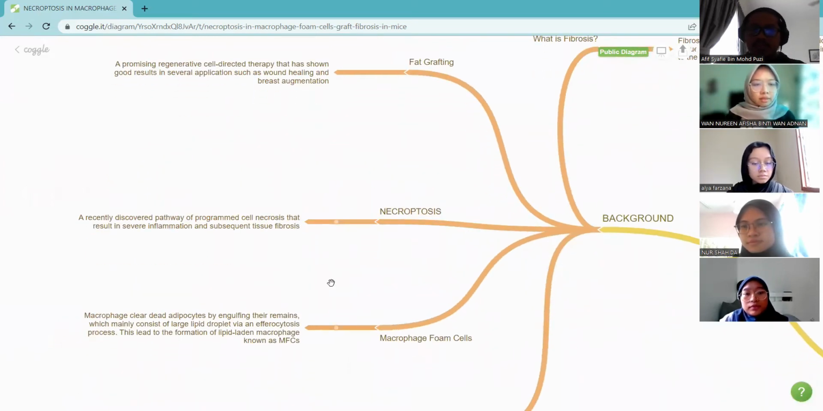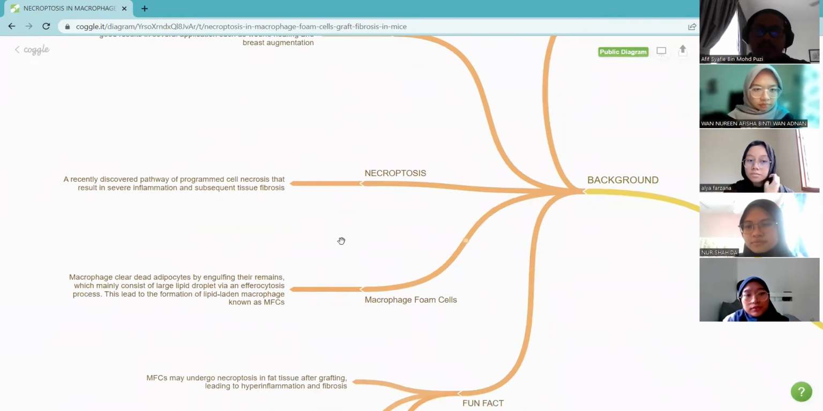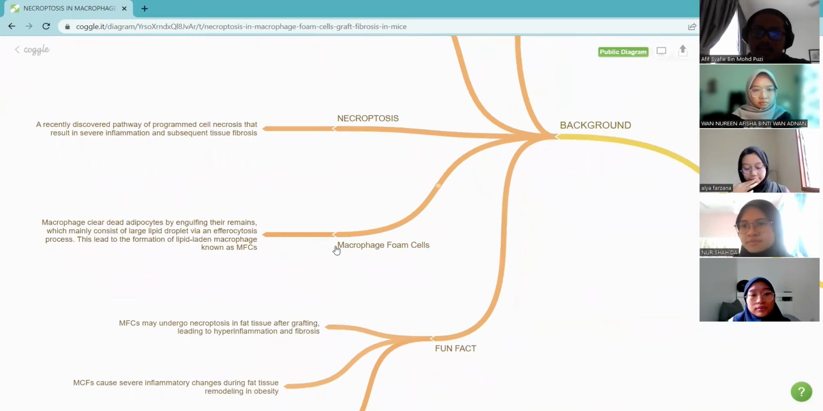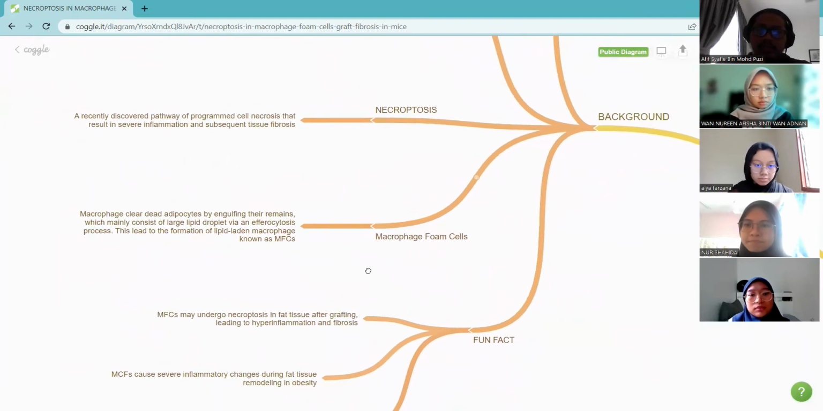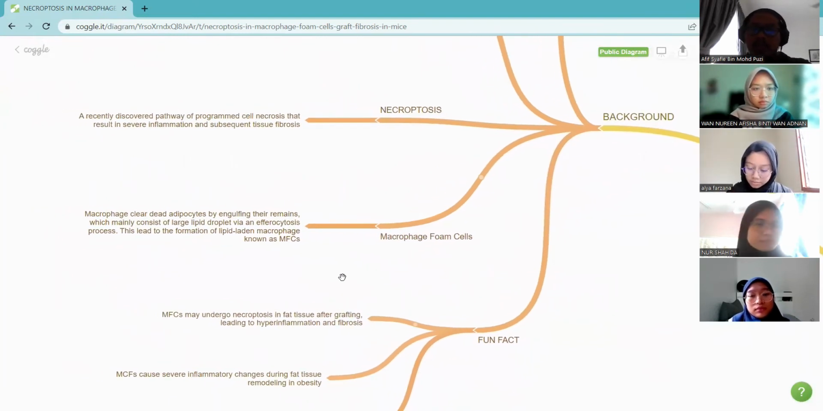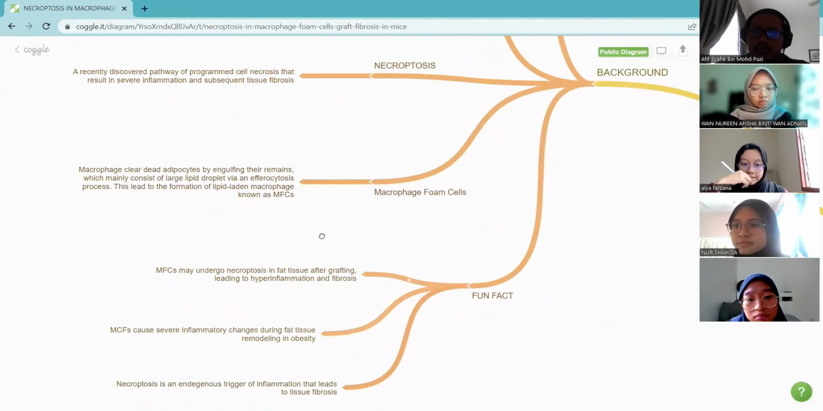And next is necroptosis. Necroptosis is a recently discovered pathway of programmed cell necrosis that results in severe inflammation and subsequent tissue fibrosis. And then macrophage foam cells. To understand what it is, we need to know how macrophages work. Macrophages clear dead adipocytes by engulfing the remains, which mainly consist of large lipid droplets, via the efferocytosis process. This leads to the formation of a lipid-laden macrophage known as macrophage foam cells.